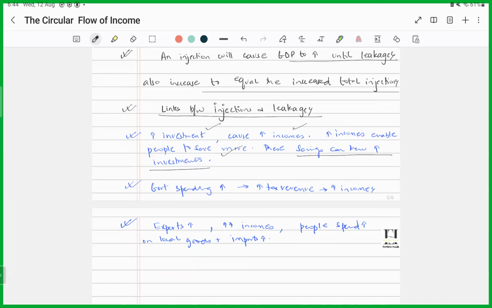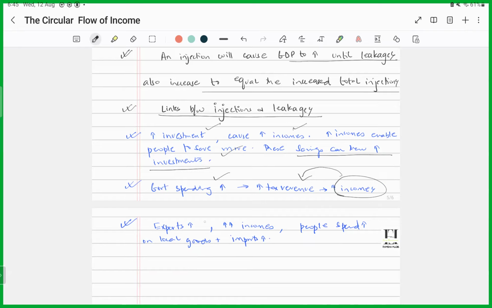Or let's take another scenario. If government increases its spending, right? So what would happen? It would be increasing incomes of people. And when people would be earning more, the government would be generating more tax revenue, both by way of direct and indirect sources of tax. Let's take a third scenario.